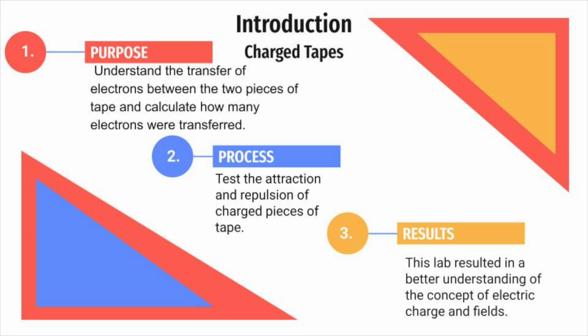To get a better understanding of this concept, I created my model using multiple pieces of tape, quickly removing top pieces from a base layer to transfer electrons, and finally testing the attraction and repulsion of the tape from different objects. Ultimately, I calculated the electrons left on the piece of tape from my findings.